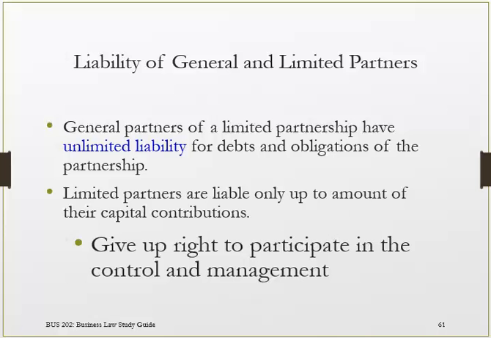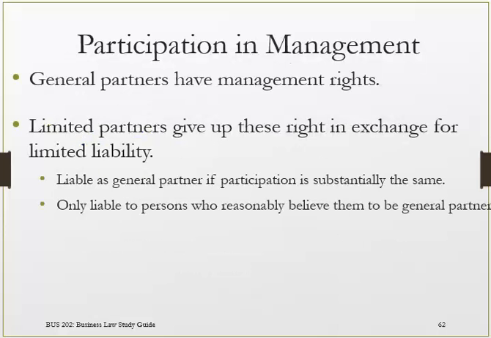These are the people who run the company, and they have unlimited liability, which means they are personally liable if the company gets sued, if the company commits a tort, or if the company gets subject to some sort of a judgment. The limited partners are only liable up to the amount of their contributions. That is the maximum that they can lose, but by the same token, they give up their right to control and manage the company. Only the general partners have the right to share in the management and voting rights in terms of how the company is managed.